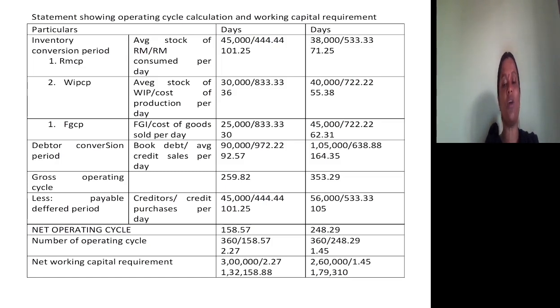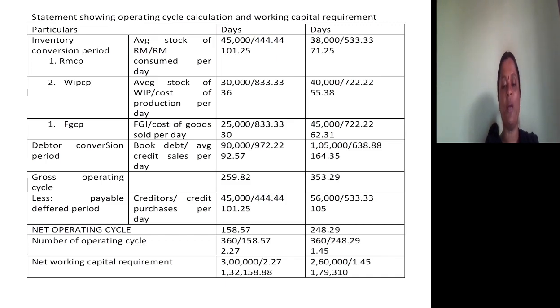Then the gross operating cycle, the sum of inventory conversion period plus debtor conversion period, will become 259.82 and 353.29. Now we have to deduct the payable deferral period. So creditors divided by credit purchases per day.